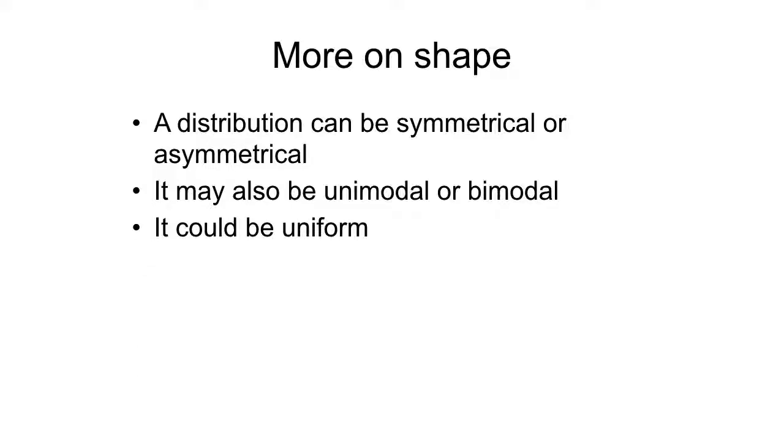It could be a uniform distribution. This does happen. So you can get a uniform distribution where every possible value is equally likely. So every value is equally likely. That's a uniform distribution. That's about the 3 most common things you're going to run into.